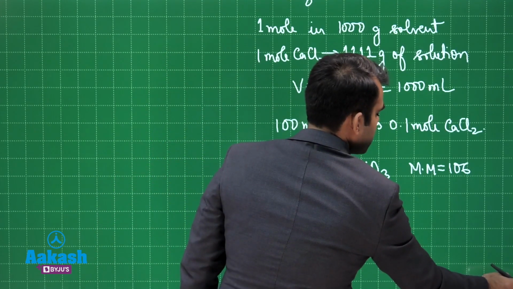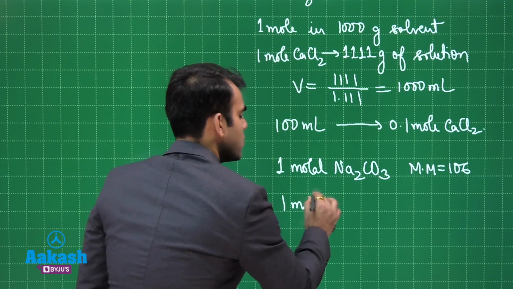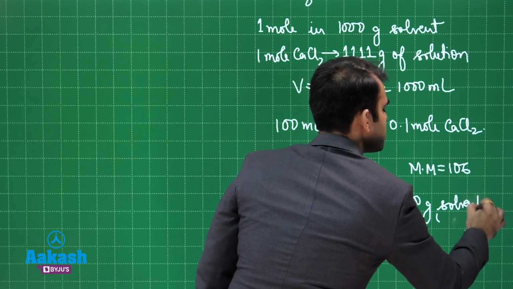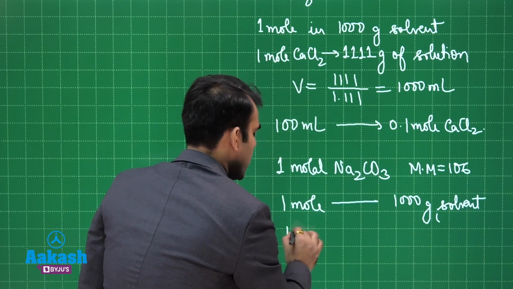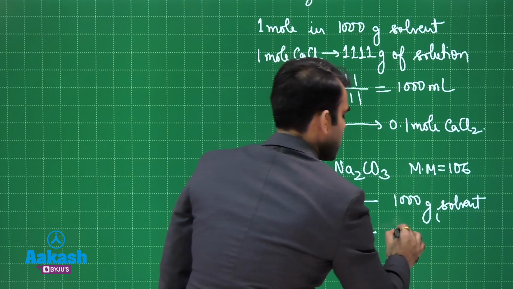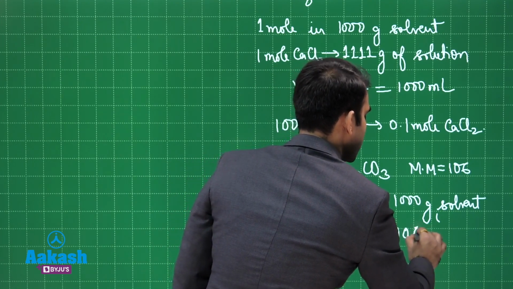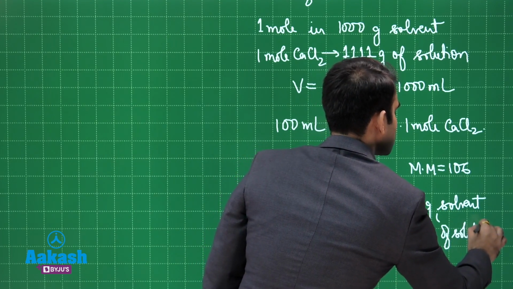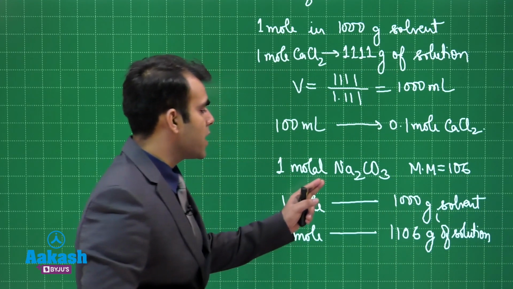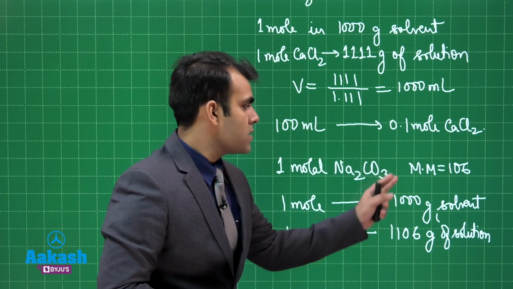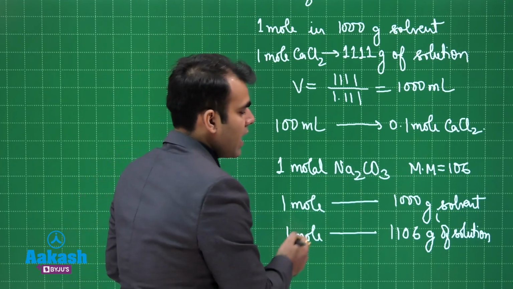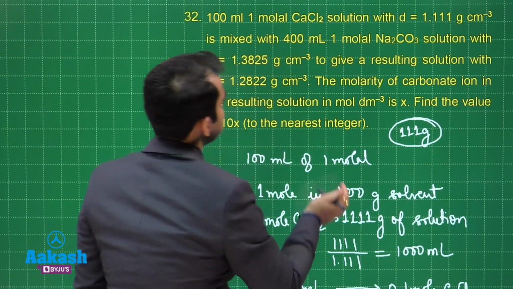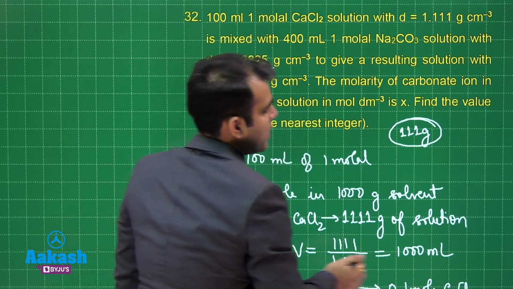Now 1 molar, again I can write it here, that 1 mole in 1000 grams solvent, or 1 mole in 1106 gram of solution, because the mass of Na2CO3 is 106. And after that I can say that the density that has been given to us is 1.3825.